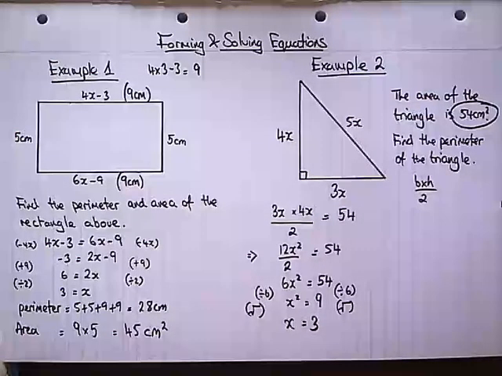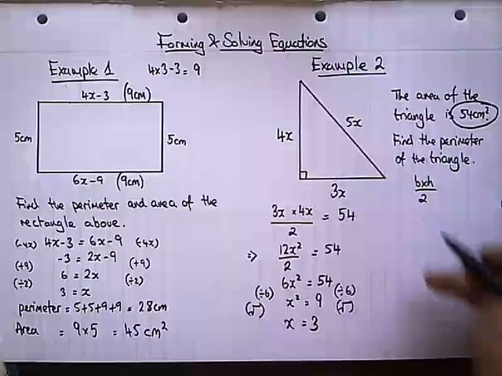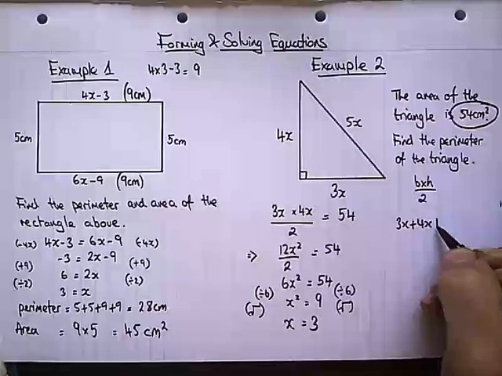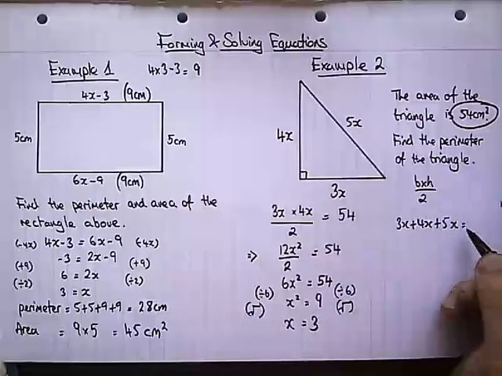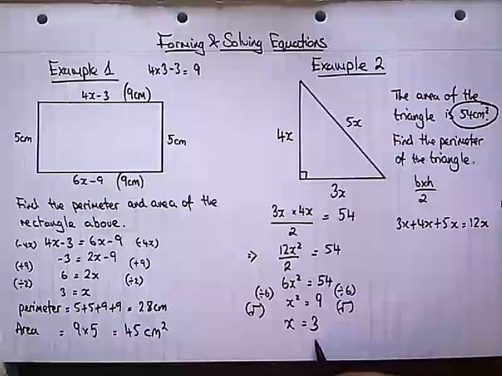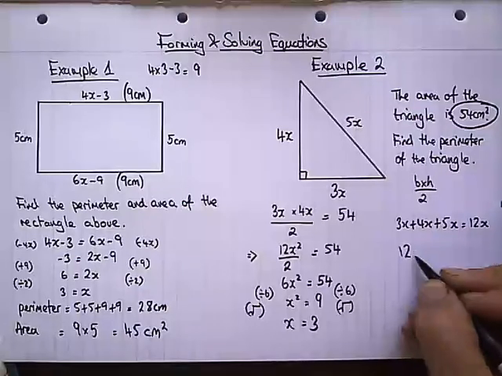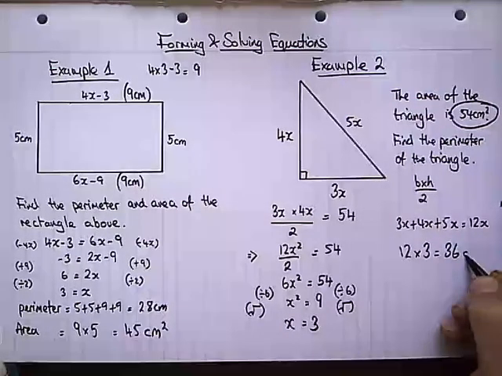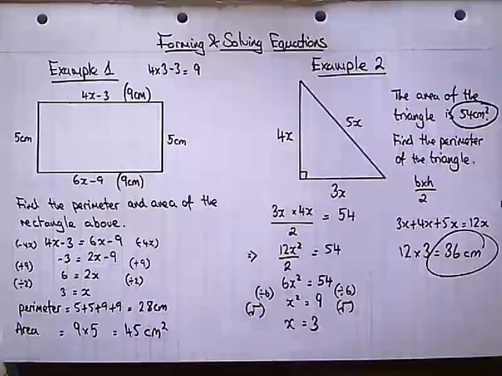So I want to work out the perimeter. I now know what x is. So why don't I just write 3x plus 4x plus 5x equals 12x. So the perimeter is 12x. x is equal to 3. 12 times 3 equals 36 centimeters. And that's your answer.